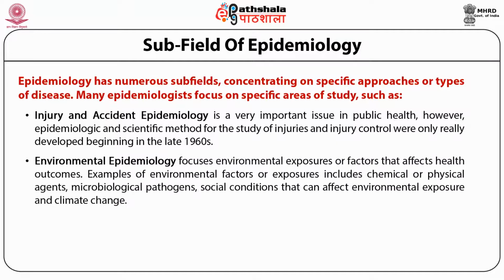5. Environmental epidemiology focuses on environmental exposures or factors that affect health outcomes. Examples of environmental factors or exposures include chemical or physical agents, microbiological pathogens, social conditions that can affect environmental exposure, and climate change.